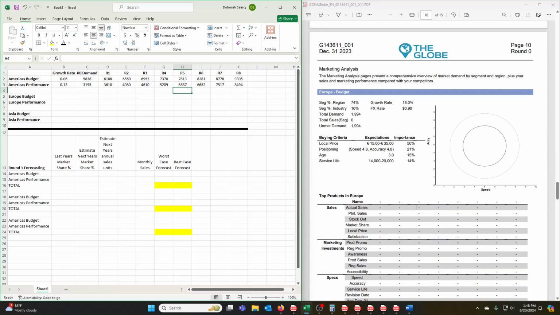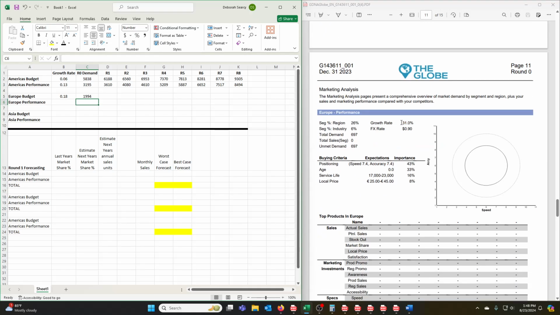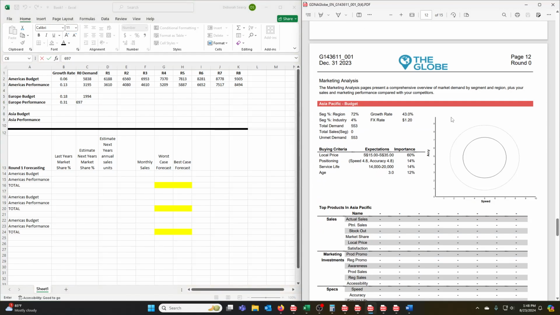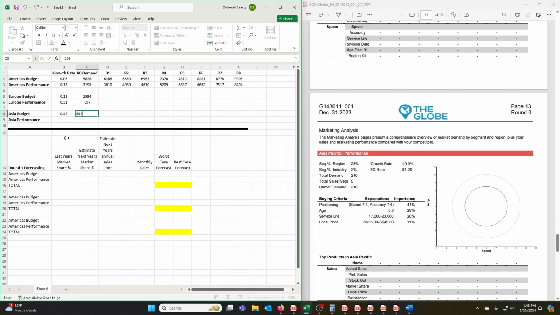So now let's do it a few more times. For Europe, budget grows at a rate of 18%. Last year's total demand was 994. Europe performance grows at a rate of 31%. Round 0's demand was 697. Asia has some crazy big growth rates. Look at that, 43% growth rate. They start out small, only 553,000 units demanded in budget and only 216,000 units demanded in performance, but they grow at a crazy big growth rate.